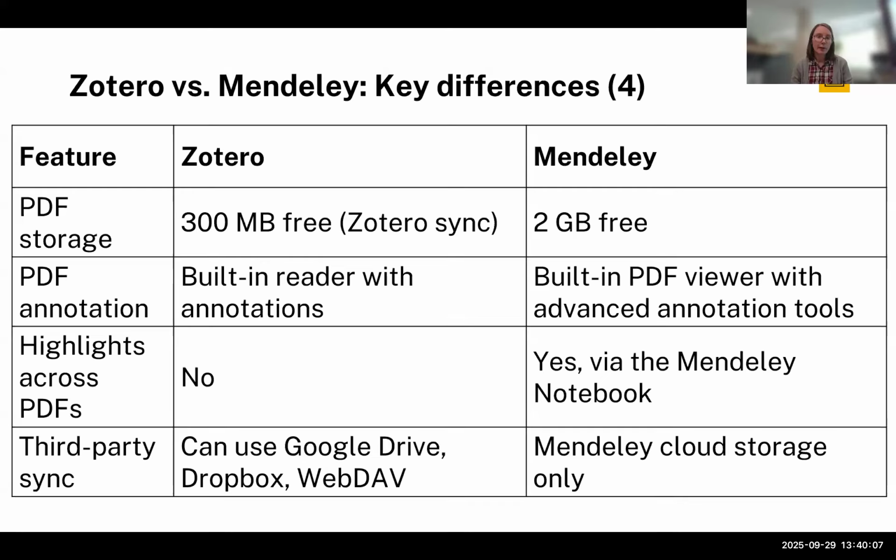Mendeley offers 2 gigabytes of storage for free. And for both of these, Zotero and Mendeley, you can pay and upgrade. It's important to recognize that this storage and this capacity is only connected to storing PDFs or web snapshots. So this has nothing to do with how many citations you pull in.